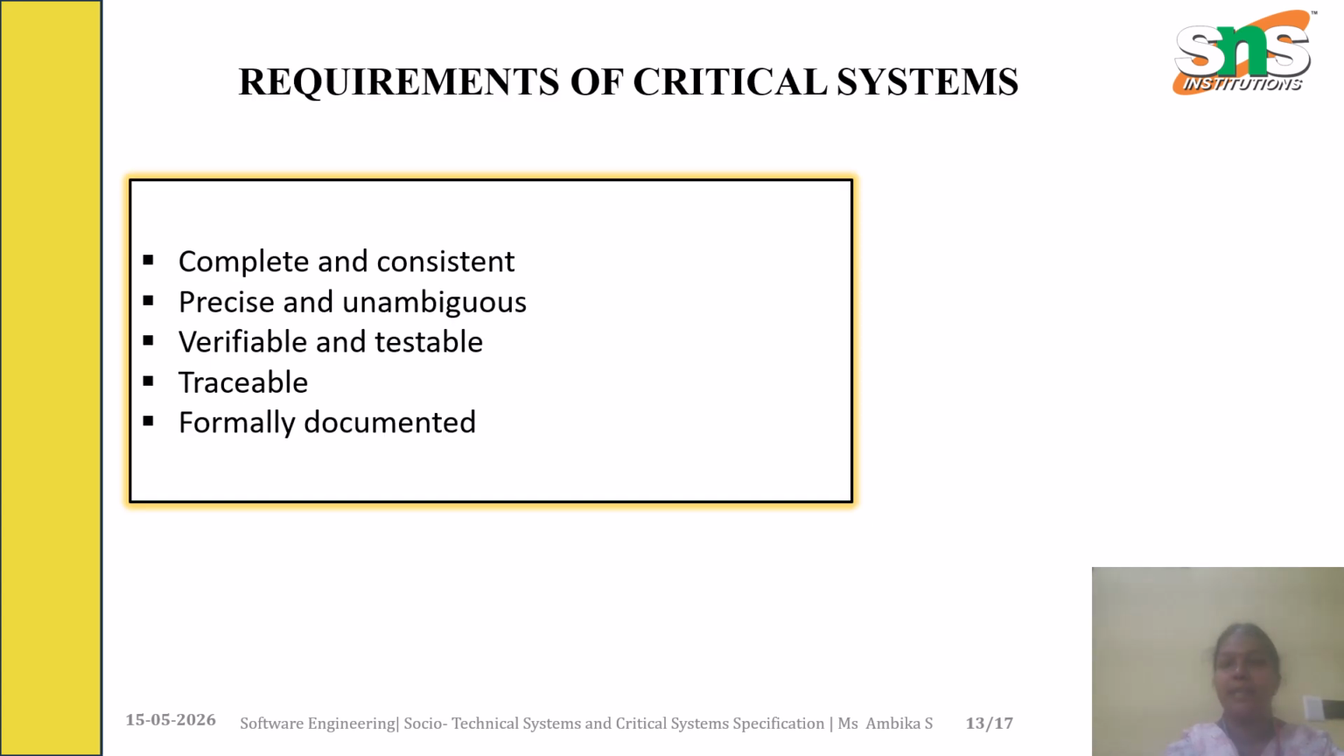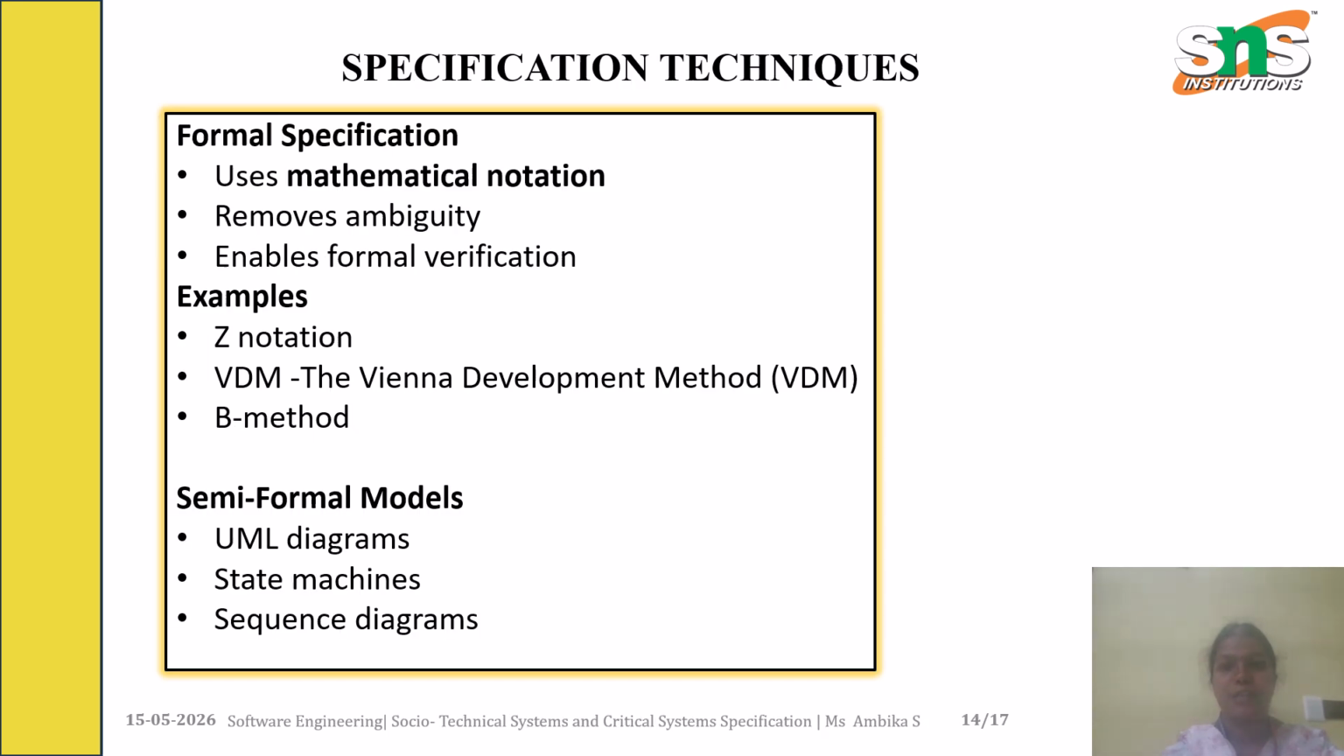Next is requirements of critical systems. They should be complete and consistent, precise and unambiguous. They should be verifiable and testable. They should also be traceable, that is, the requirement should be traced in all the phases of the SDLC, and the documentation should also be done formally.